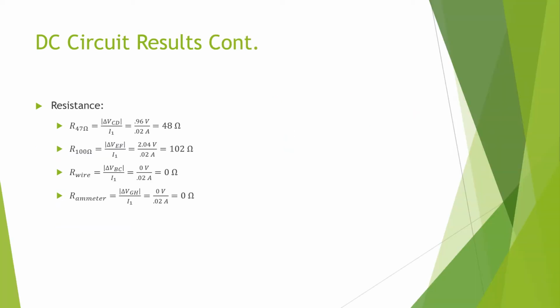Using Ohm's law and the data from the previous slide, I calculated the resistance for the weaker resistor to be 48 ohms, the resistance for the stronger resistor to be 102 ohms, and the resistance for the wire and the ammeter to be 0 ohms each.